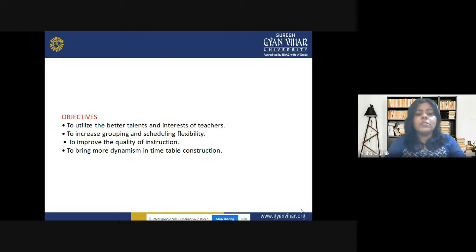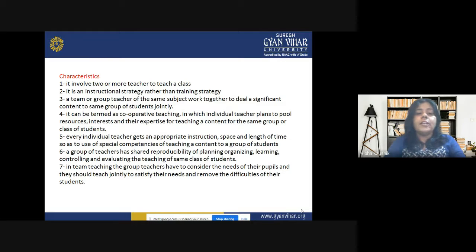The second one is to increase grouping and scheduling flexibility. The third one, to improve the quality of instructions, to bring more dynamism in timetable construction. Now, the different characteristics of team teaching.